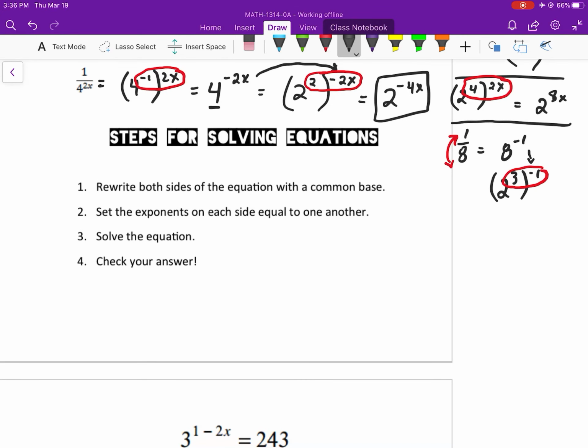Alright, steps for solving equations. Number 1, we're going to rewrite both sides of the equation with a common base. Okay, very important, common base. Both sides of the equation have to have a common base. Number 2, set the exponents on each side equal to one another. Sometimes we call this equate the powers.